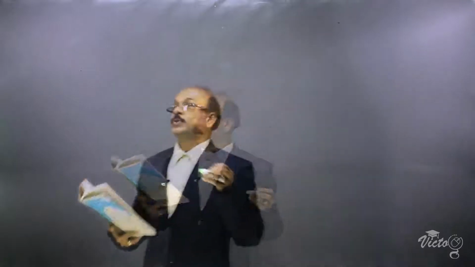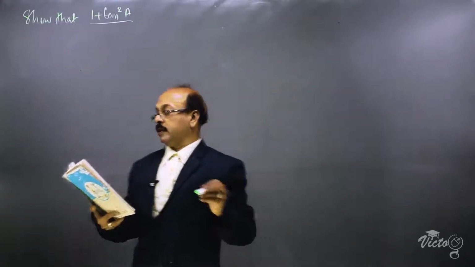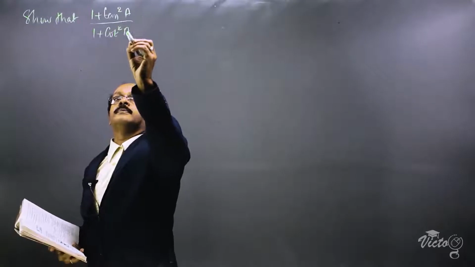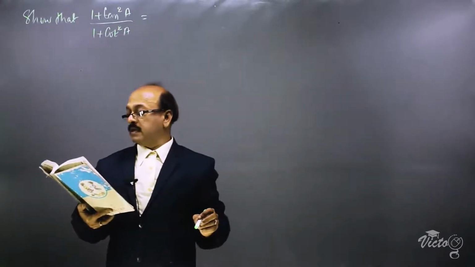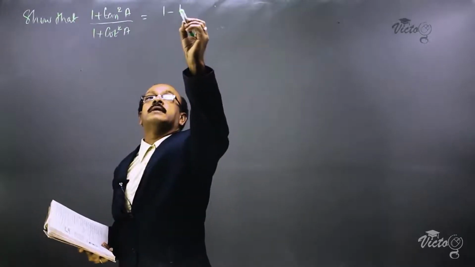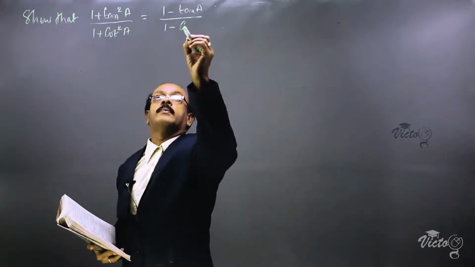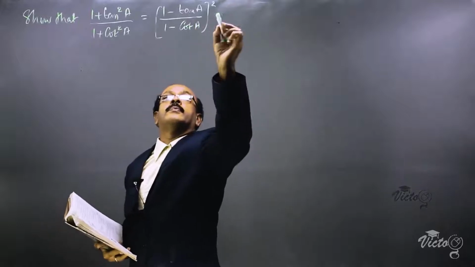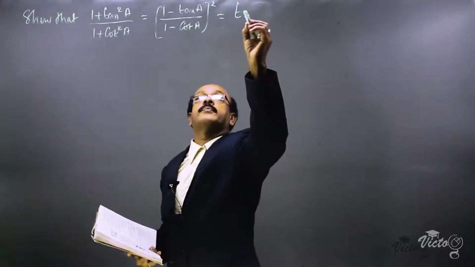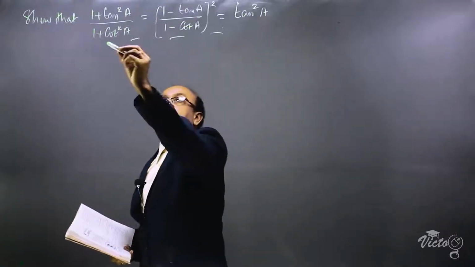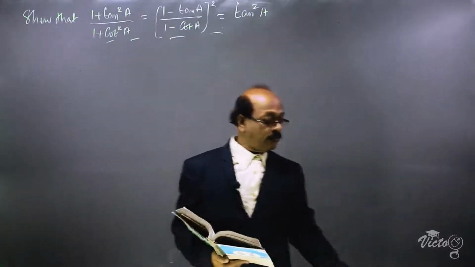So, the last question on Introduction to Trigonometry is, show that (1 plus tan square A) divided by (1 plus cot square A) is equal to (1 minus tan A divided by 1 minus cot A) the whole square, which is equal to tan square A.